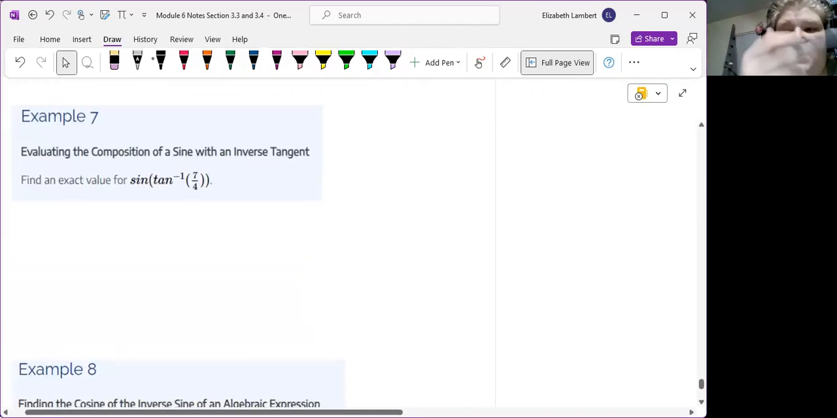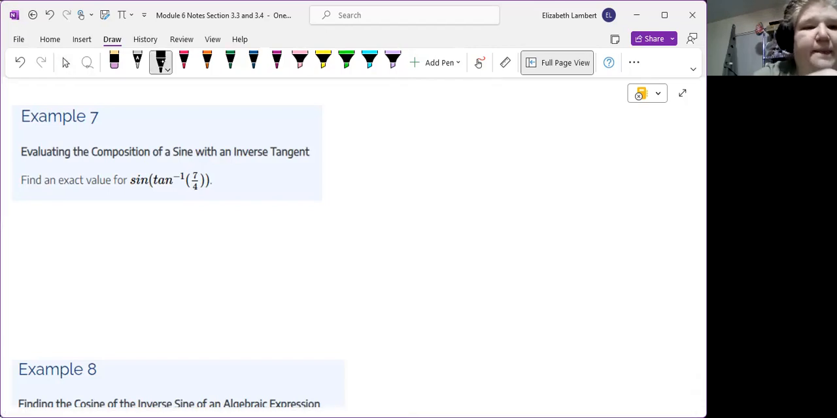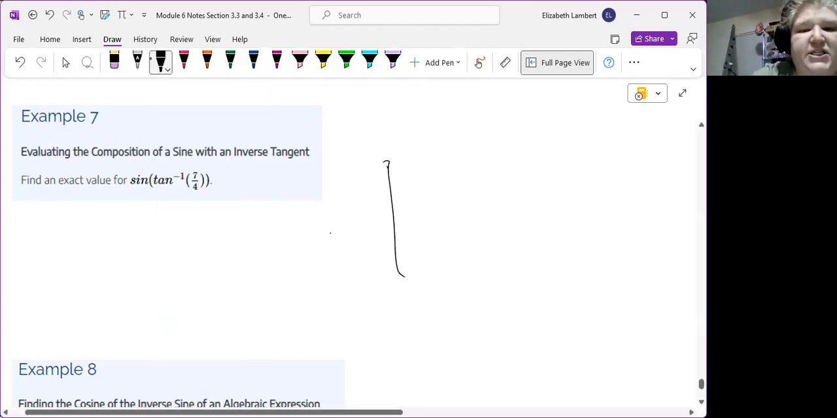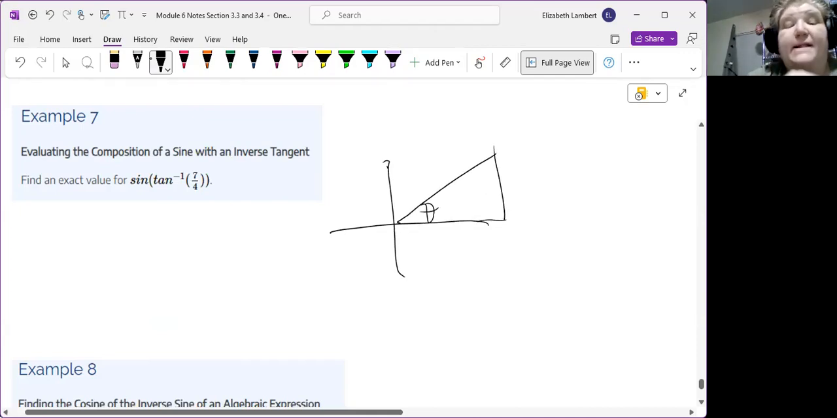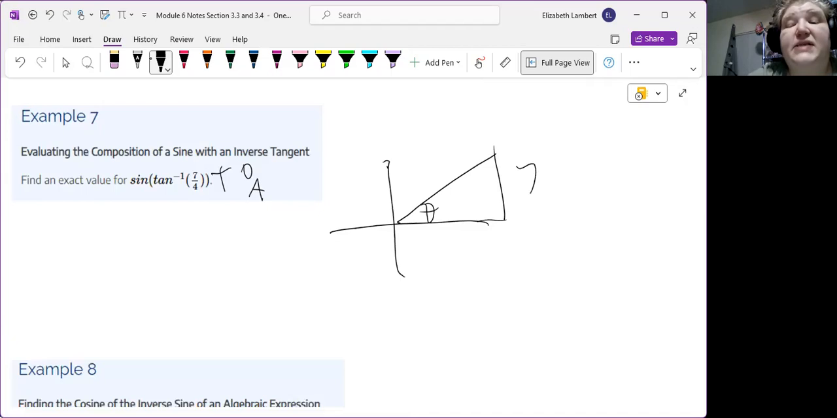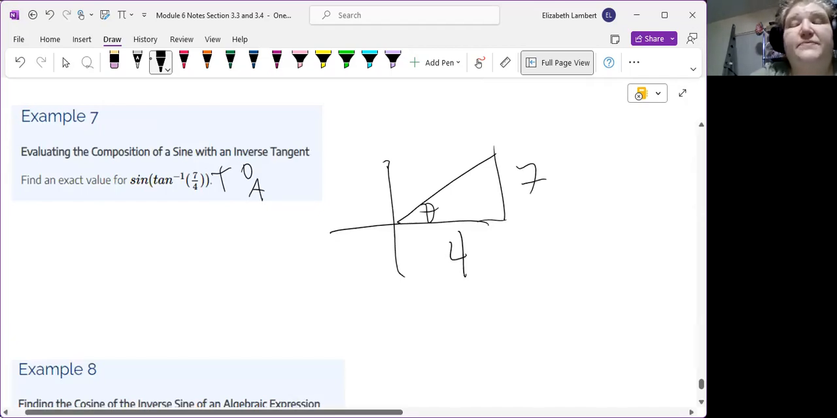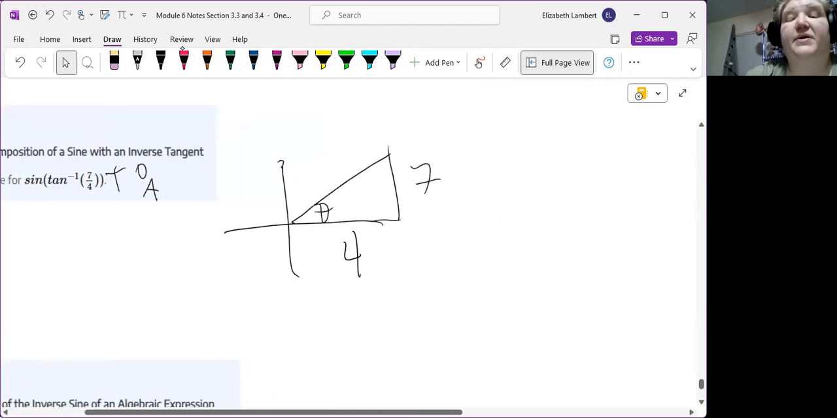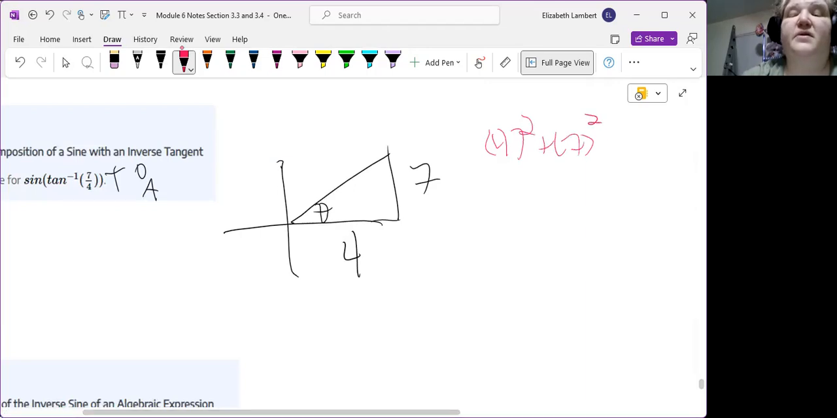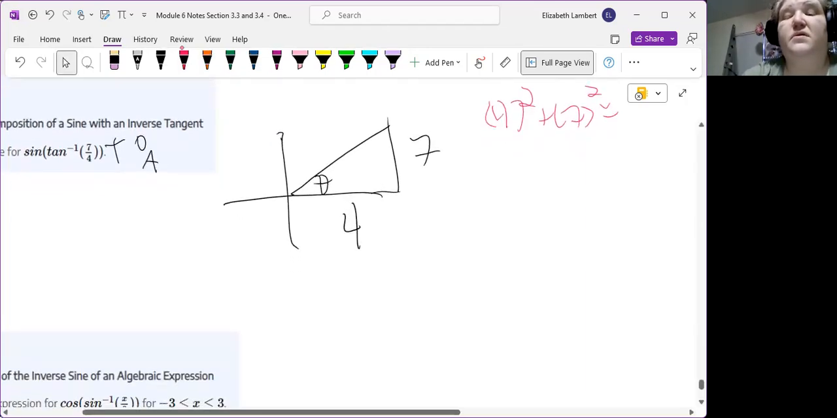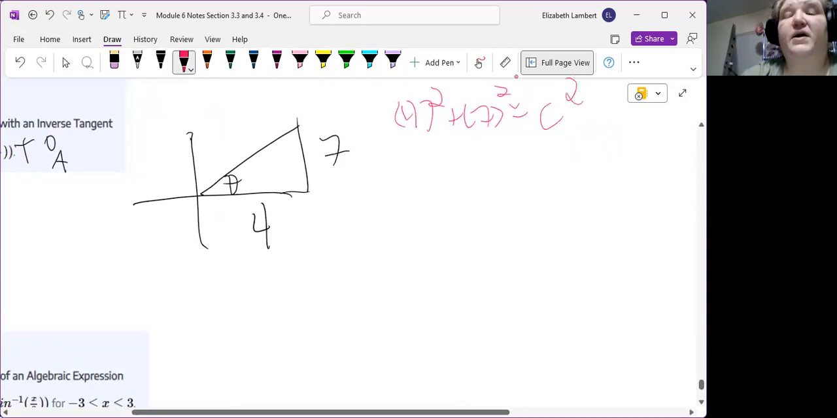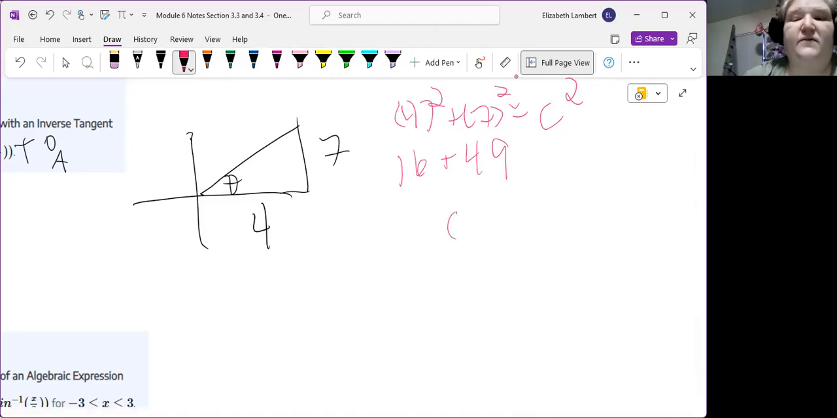All right, 7 down here, same thing. So we're given the tangent, but they're going to ask us for the sine. But again, our tangent is positive, so quadrant 1. So it is opposite 7 over 4 for the adjacent. Now Pythagorean theorem, 4 squared plus 7 squared is c squared, so 16 plus 49, 65.